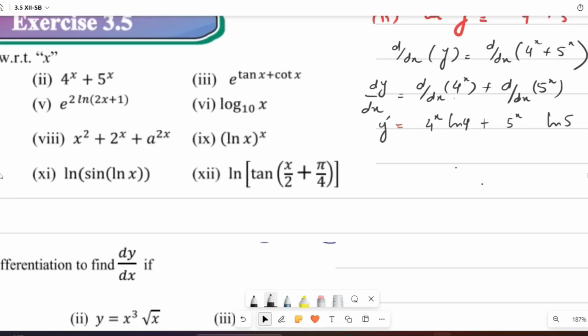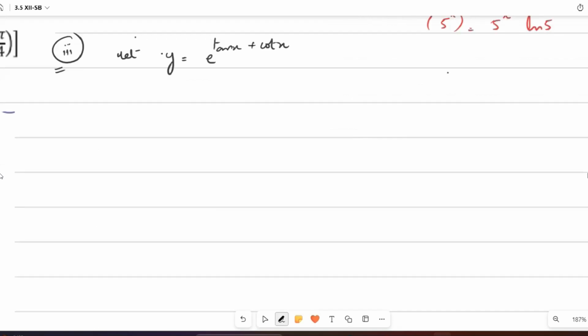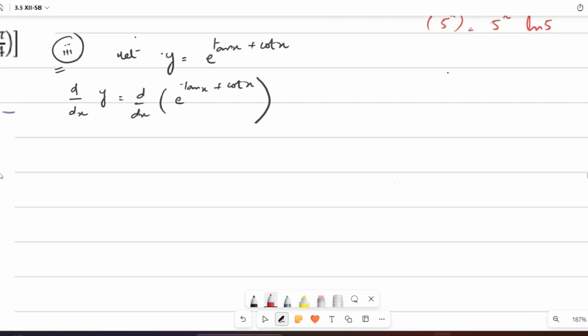Now let's move to its third part. Let y is equal to e raised to the power tan x plus cot x. Now taking derivative on both sides of the equation, we know that if we have e raised to the power f of x, the derivative will be e raised to the power f of x, and afterwards the derivative of this function.